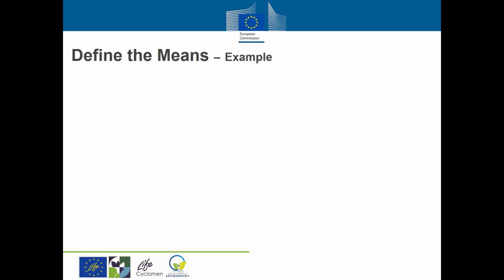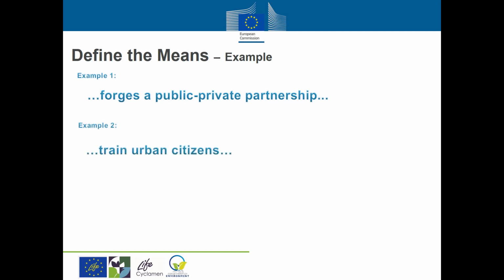Now let's look at 3 examples of means that can be used during a project in order to reach the objectives indicated. First example. A specific LIFE project forges a public-private partnership bringing together SMEs and companies, research and academic institutions, as well as NGOs throughout Europe to address the urgent need of a specific EU sector to implement specific category rules.